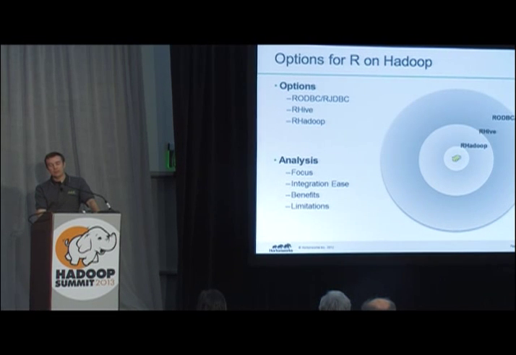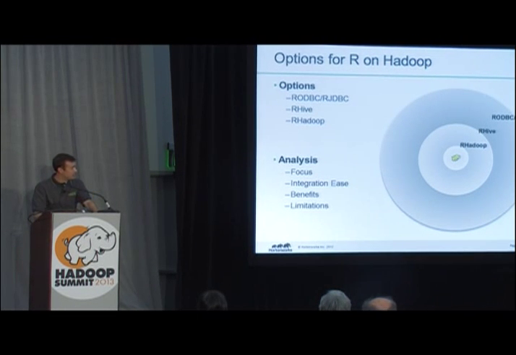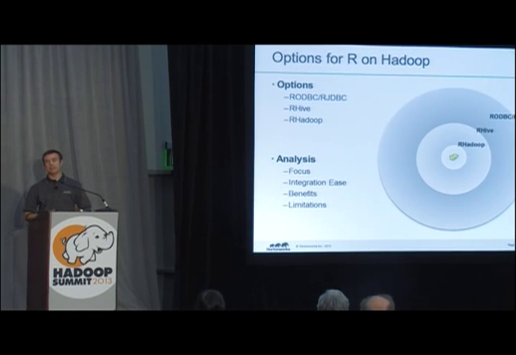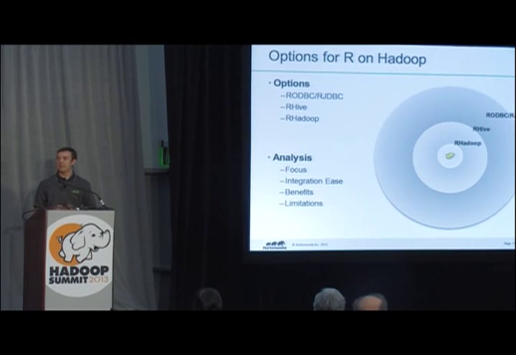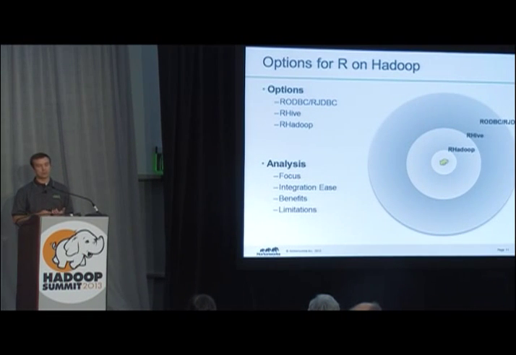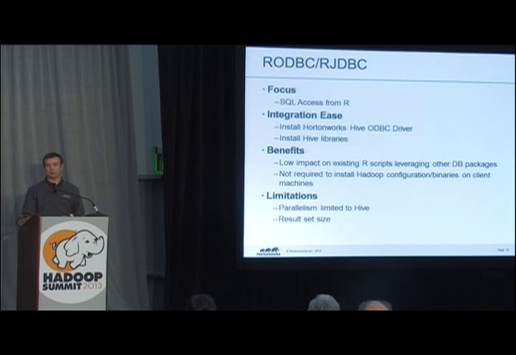The diagram here on your right really focuses on the tightness of coupling, or the tightness of integration, between these specific projects and the core Hadoop. So the ones that we're going to focus on today are RODBC, RHDFS, Hive, and the Hadoop components. So with that, I'll turn it over to Ravi, and he's going to go through each of those components.